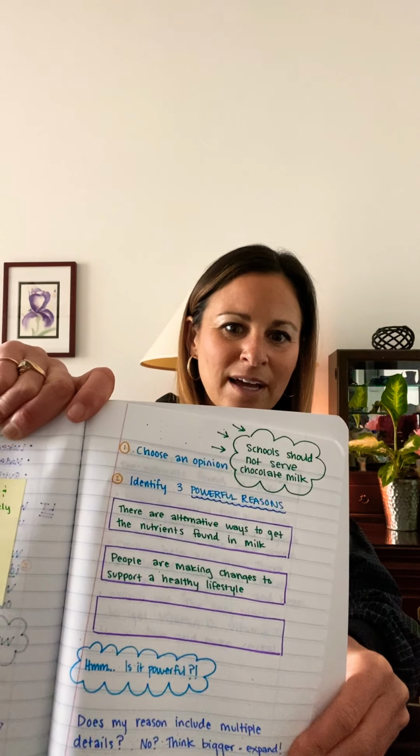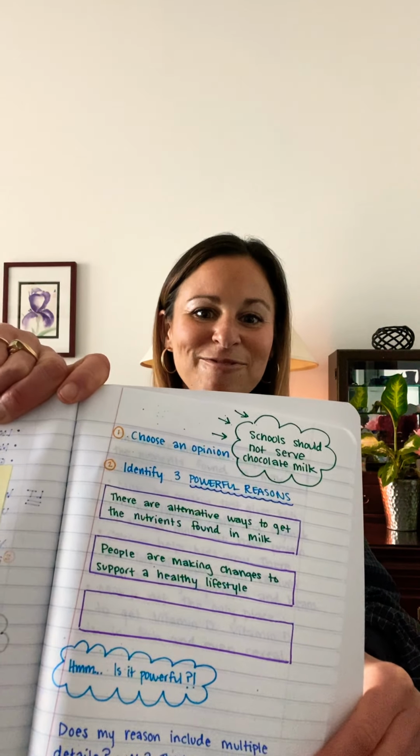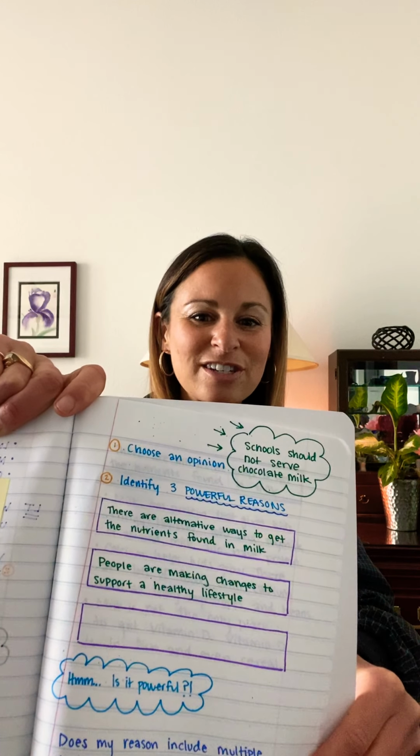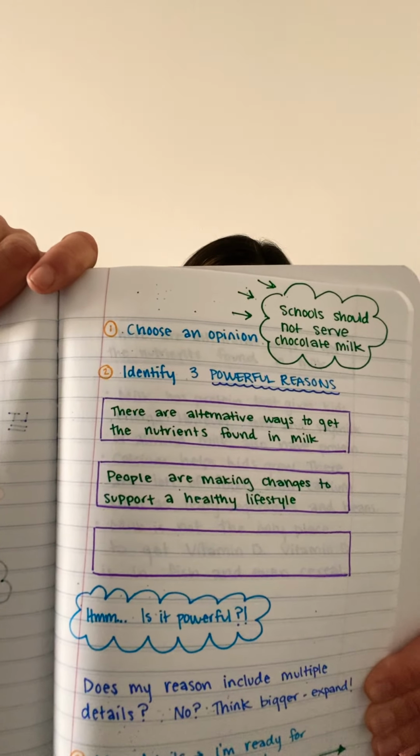Okay, I'm going to show you what my notebook looks like so far. I've identified 2 reasons. I have 1 more to go. Okay, here's what it looks like. I put them in boxes, which you'll figure out why in just a moment. Okay, reason number 3. Now, I'm thinking to myself how chocolate milk has too much sugar. Of course, that's a reason. Don't drink it. It has too much sugar. School shouldn't serve it. But I want 3 powerful reasons.